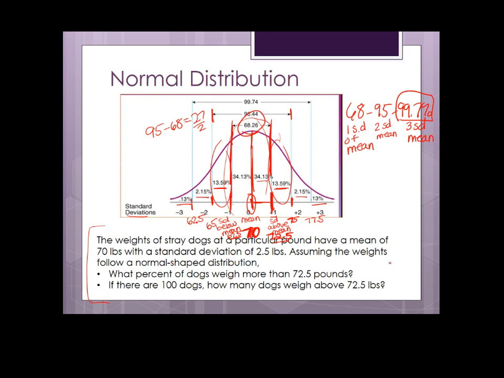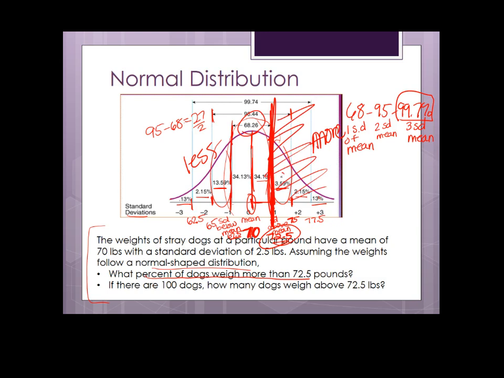Okay, assuming the weights follow a normal shape distribution. So that's why I'm allowed to use this chart, because of this statement right here. What percent of dogs weigh more than 72.5 pounds? Okay, so now that we have this all labeled with our data, instead of just zeros and ones and twos and threes, 72.5 is right here, right? Now I want to know what percent of dogs weigh more than that. So more is above, right? This is more, and then less would be below. So I want above this number right here.